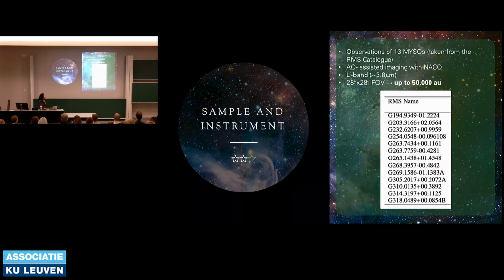We observed 13 MYSOs taken from the RMS catalog, which was built by the Leeds team in the UK, and it basically lists all the MYSOs or MYSO candidates in the Milky Way. There are just a few of them; we only know a few hundred. We use the L prime band, 3.8 micron, for the same reasons I told you earlier, that we have to go for infrared wavelengths. We have a rather big field of view, 28 by 28 arcseconds, meaning that we can probe up to 50,000 AU, because some of these stars are 4 kiloparsecs away.